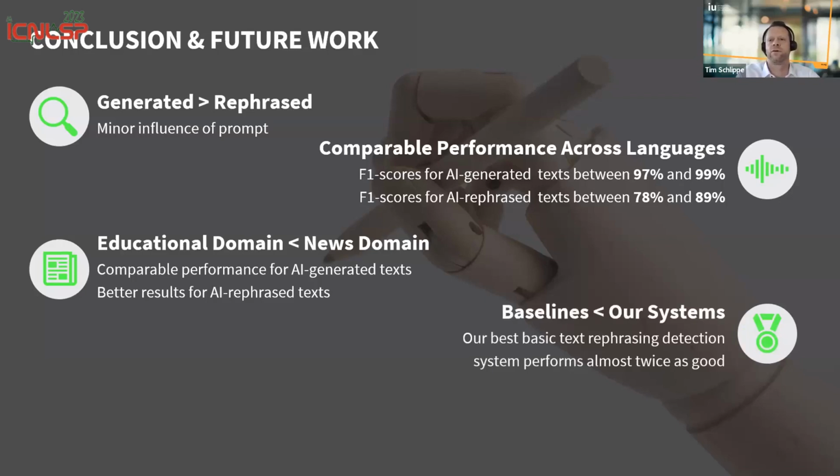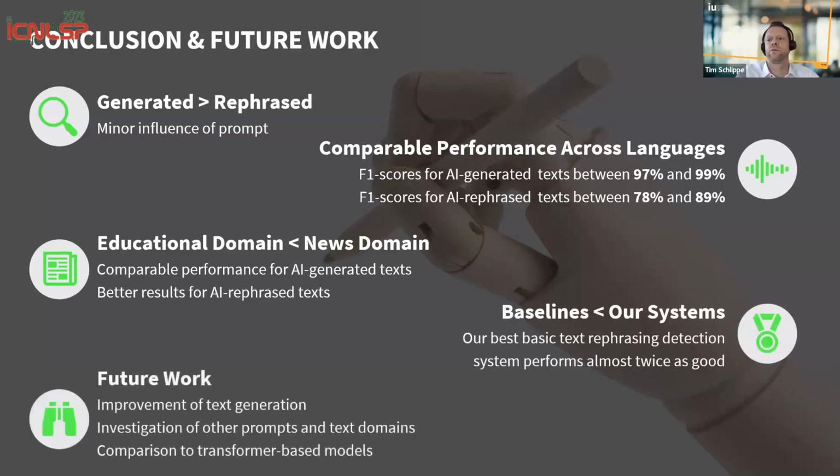Let's now look at future work. We think future work may contain a change of perspective. That means using the lessons learned from the features to improve AI text generation. And on the other hand, investigating other prompts and text domains may be part of future work. Furthermore, we could analyze other classifiers such as transformer-based models, which we haven't tried here in this work.